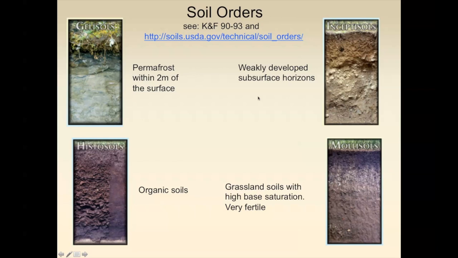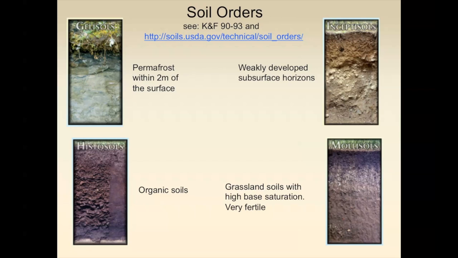Inceptisols, we'll find some of these in the Blue Ridge. These are very weakly developed subsurface horizons. Relatively speaking, from a geological perspective, they are going to be young soils, and so they're at the inception of their formation. Histosols, I talked about these as well. They're organic soils, and we would find them in Carolina Bays in South Carolina and North Carolina for that matter.